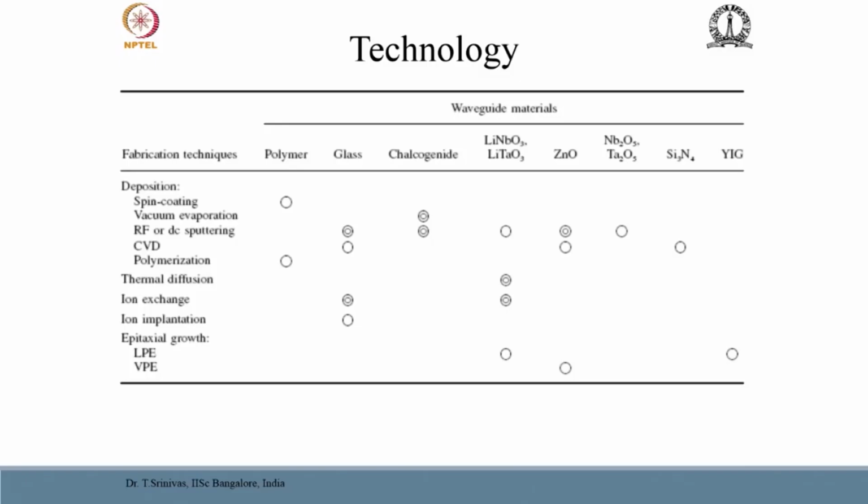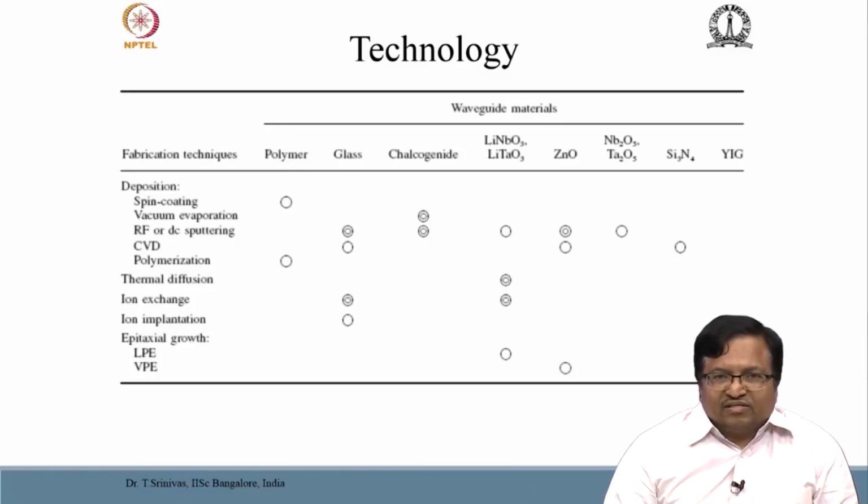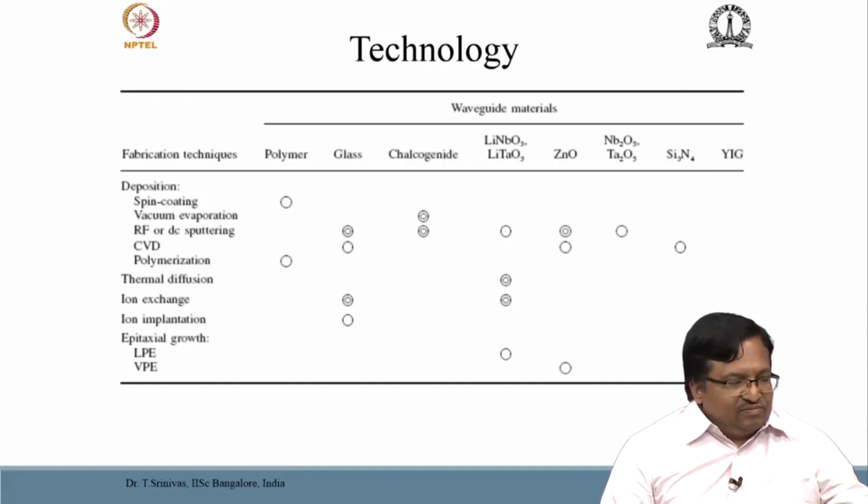So, there are several fabrication techniques based on the materials chosen. You have deposition techniques like the spin coating, the vacuum evaporation, the RF and DC sputtering, chemical vapor deposition methods, polymerization and so on, and you also have diffusion techniques, the ion exchange process. Then for semiconductors you have epitaxial growth techniques like liquid phase and vapor phase epitaxial growths and so on. So, the circles indicate the importance or the level of development of the technology. The double circles imply that it is much more effective and more utilized.